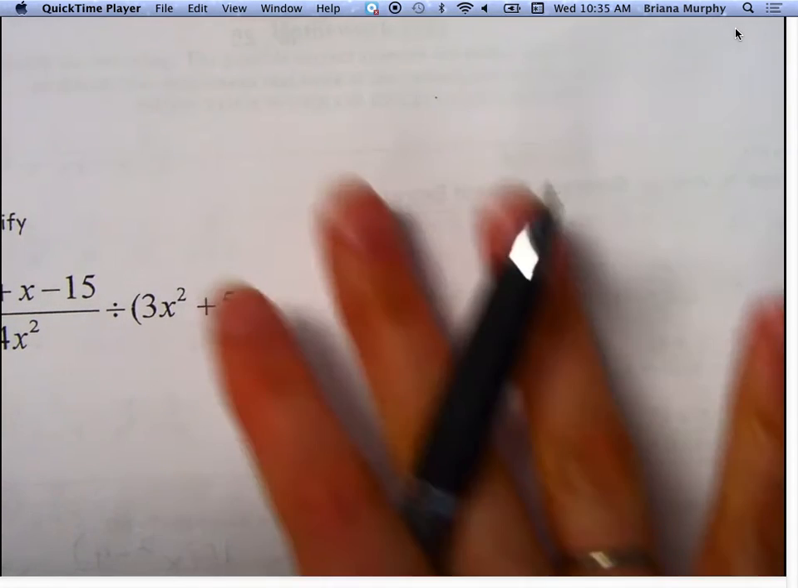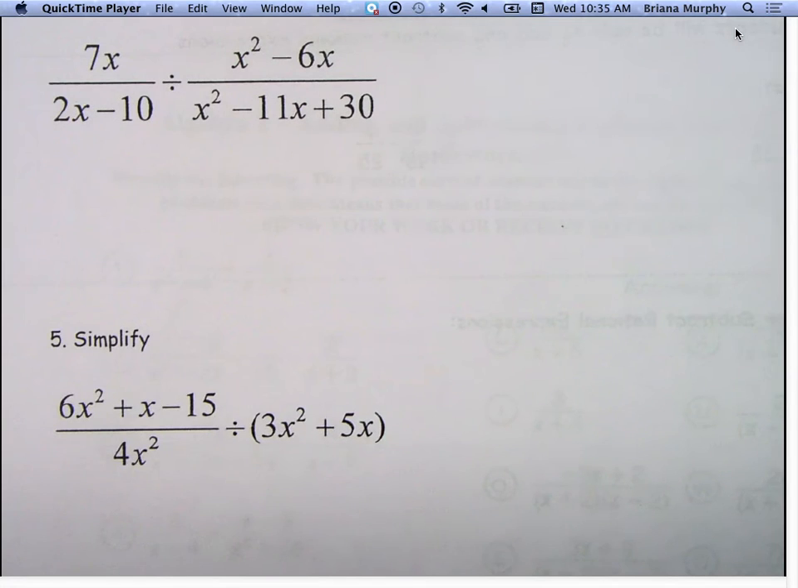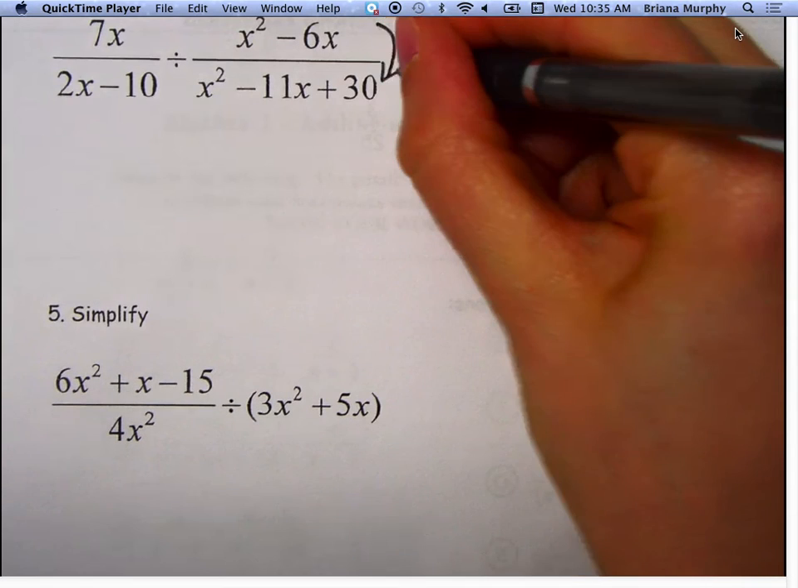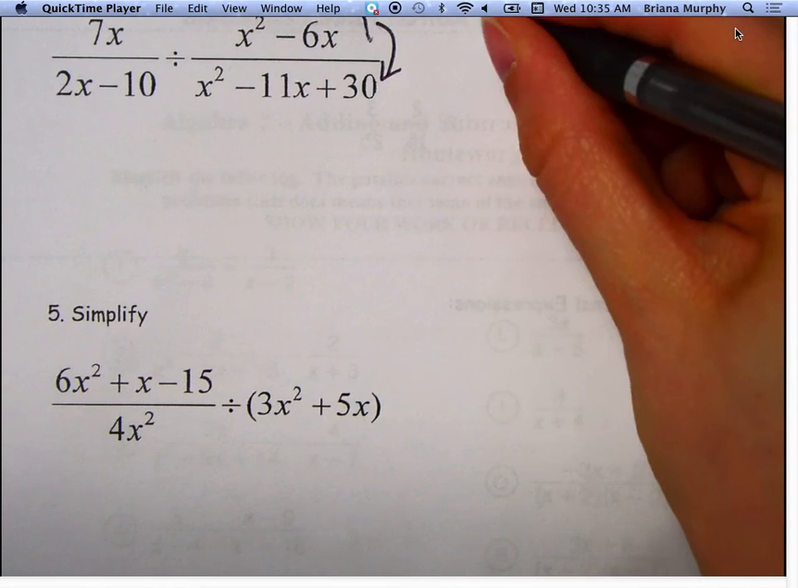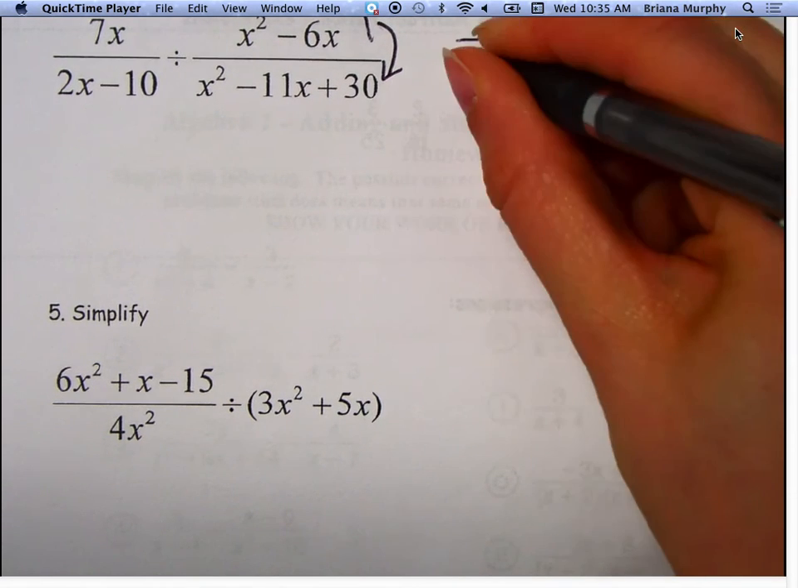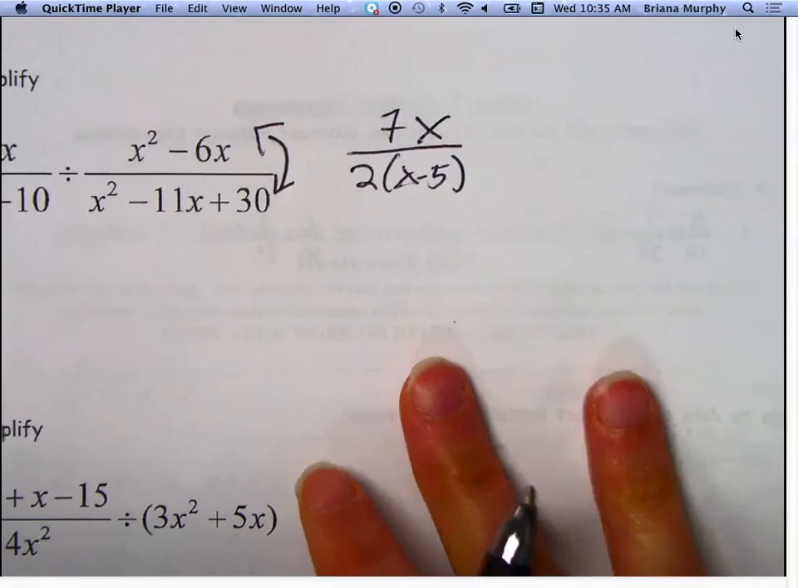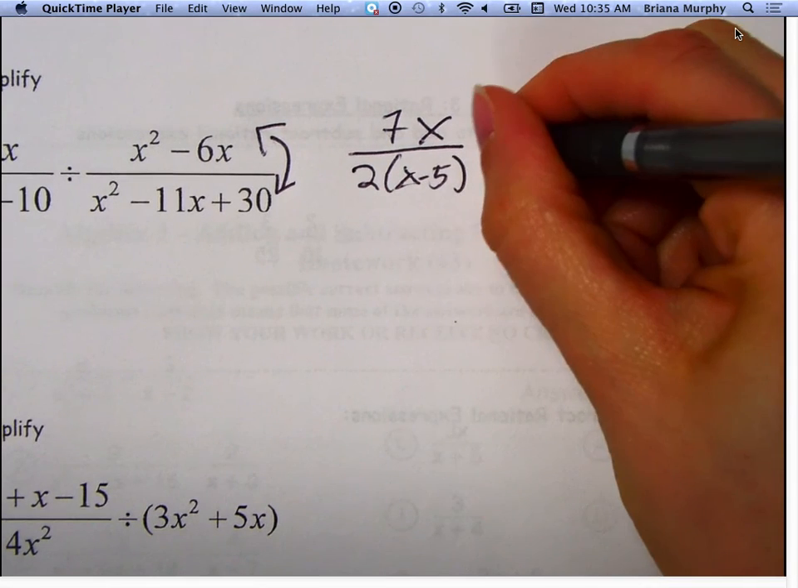Okay, we're going to do division. It's just another practice. Remember, division means we flip these 2. So I'm left with 7x over 2 times x minus 5, right? Because I pulled out a 2. And we're going to times that by these.